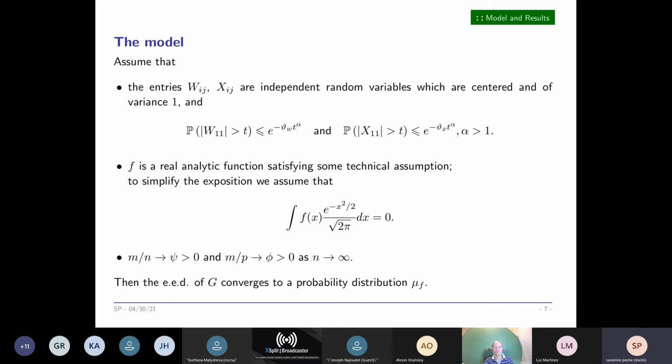And then we obtain the following: if we consider again the matrix G, its empirical eigenvalue distribution converges to the same probability distribution mu f as that of Pennington and Worah. Okay.